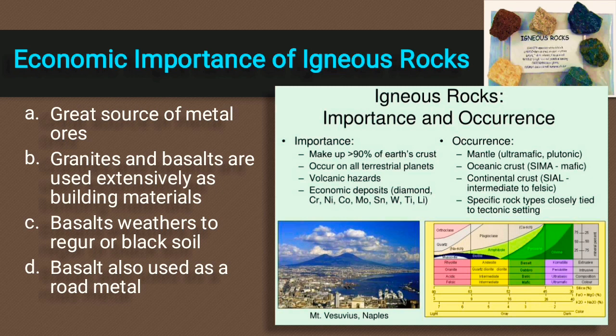There are economic deposits like diamond, chromium, nickel, cobalt, molybdenum, tin, tungsten, titanium and lithium. And the occurrence, of course, is in the mantle, in the oceanic crust, in the continental crust, and specific rock types are closely tied to tectonic setting.